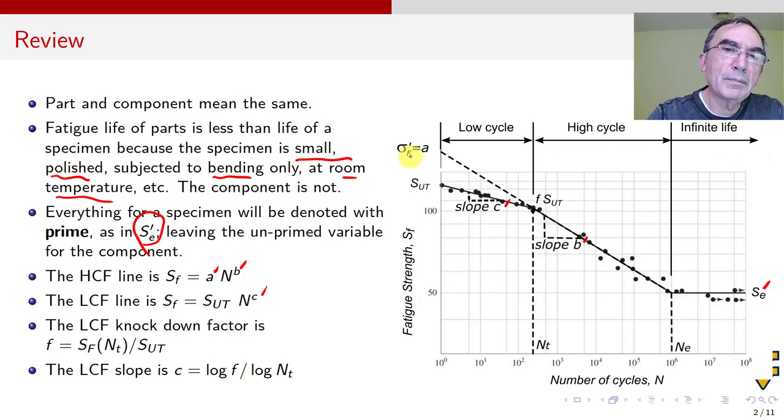Here we have a variable with a prime already that we know is for a specimen. This one doesn't have anything. Then we got this, we got the F. No, but the F doesn't have a prime, because F and F prime are the same.